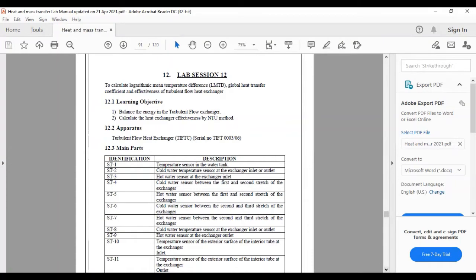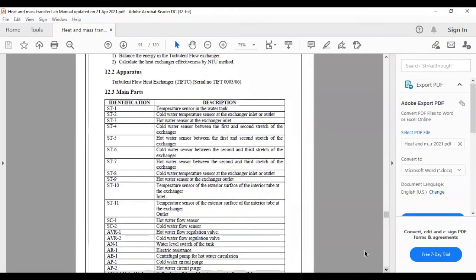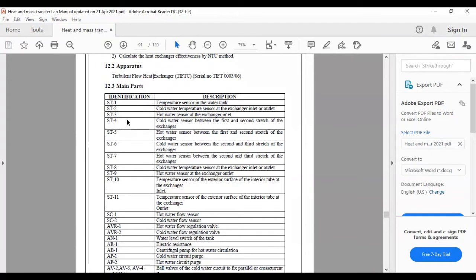First of all, I want to describe that we will use different kinds of temperature sensors, thermocouples, here. In the heat exchanger, there are two kinds of flow: one is hot water flow and the second is cold water flow. So we will use different thermocouples or sensors to measure the temperature of hot water at inlet as well as outlet, and in between at different points. Similarly, we will use thermocouples to measure the temperature of cold water at inlet, outlet, and in between at different points.